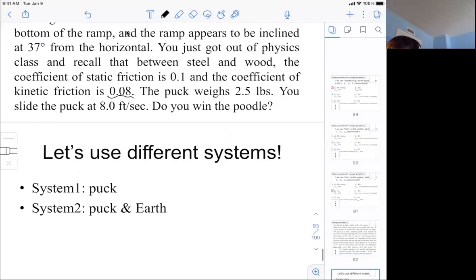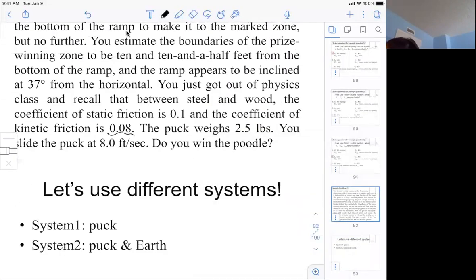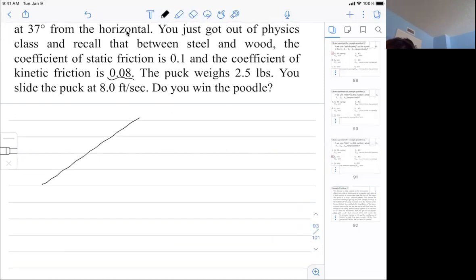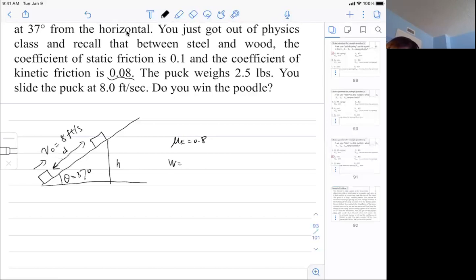The problem we have is the puck going up a ramp, and we do also have friction. We haven't done anything with friction before, so I want to use this as an example to show how we solve that kind of problem. So you're going up the ramp, which is at 37 degrees, and you go up for some certain amount of distance. Let's call it h, and you want to see how far you're going up the ramp at the distance d. The kinetic friction coefficient is 0.8, and the weight of the puck is 2.5 pounds. So we want to solve for what is d.